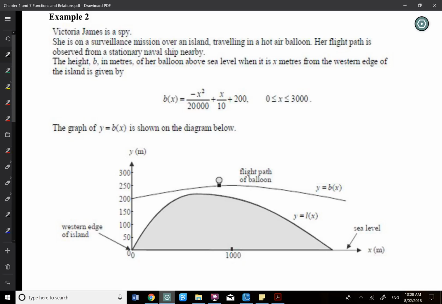The height b in meters of her balloon above the sea level when x meters from the western edge of the island, which is here. So that's given the edge of the island, and that gives you the height. So b(x) is given by that equation. First of all, did you realize what kind of equation that is? What's the name of that equation? Parabola, like quadratic. It's a quadratic, it's a parabola. So we have domain 0 to 3000. That's b(x), and the graph of y equals b(x) is shown on the diagram already.